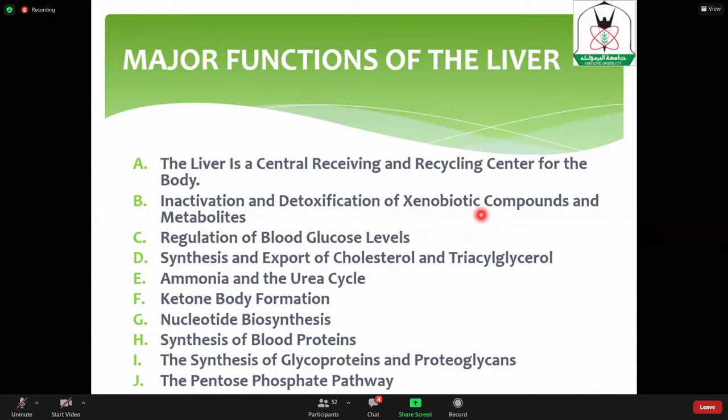So it's very important to be detoxified or inactivated, and this process is going to be performed by the cytochrome system that we have in our liver. And if you go through this story, here cytochromes, it's an amazing mechanism.